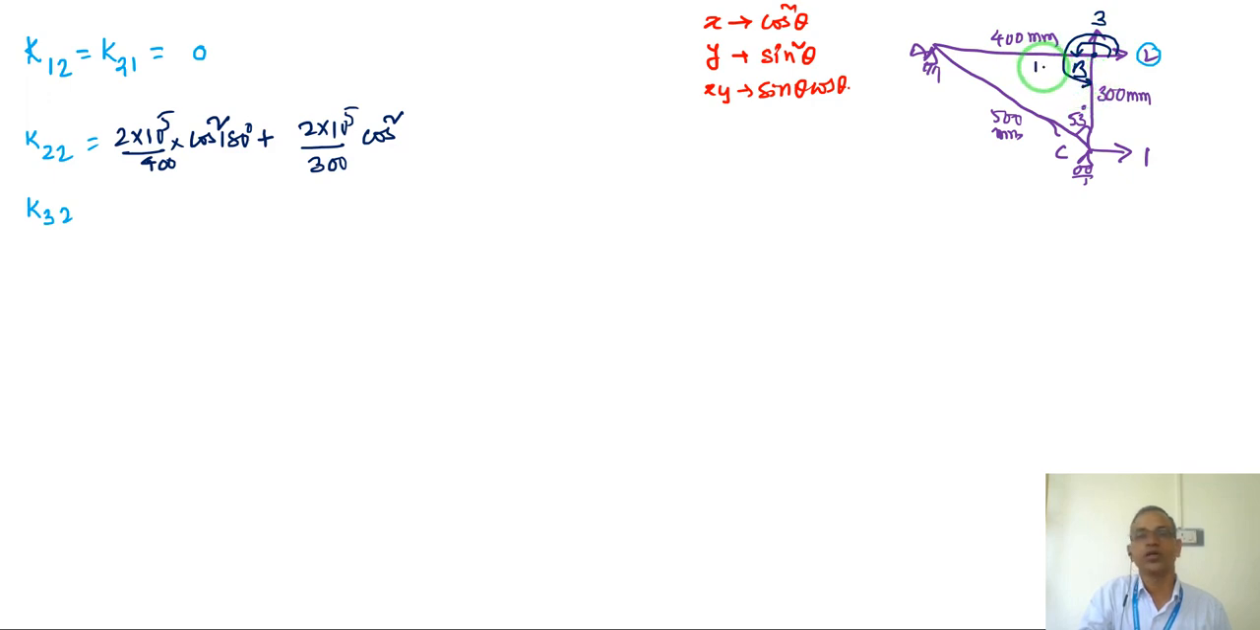This is 270. This was 180. So 270. So this is cos 180, minus 1 square, it is 1, right? 1. This is 270, which is 0. So only this is 2 into 10 power 5 by 400. So I'll get 500 Newton per millimeter.